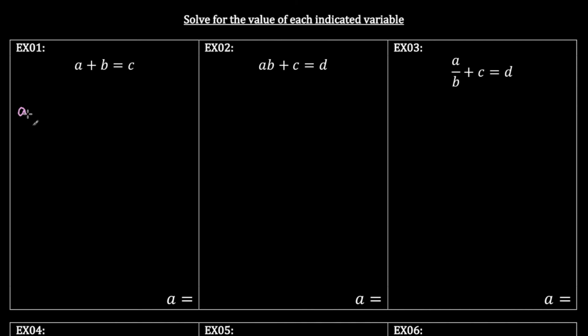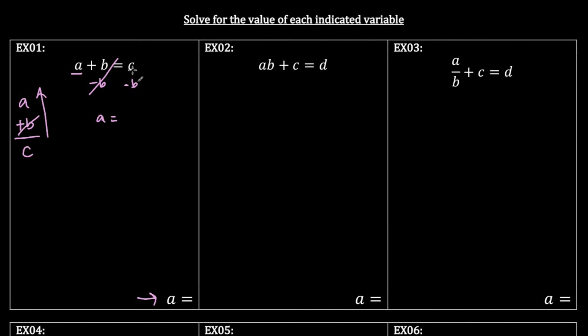So in this problem, we started off with A, we added B, and we got... actually, let me back up. Look down here first to figure out what we're looking for. So A equals. We're going to start off with A, and then we added B, and then we got to C. So in order to undo it, we're going to subtract B from both sides. And we get A equals.